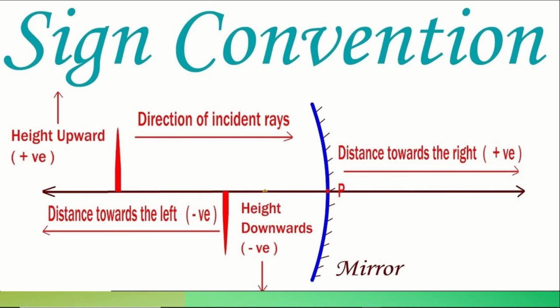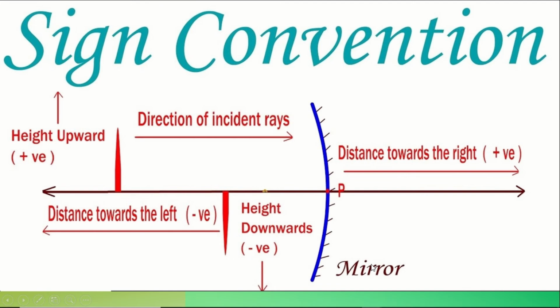Third point is, all the distances measured to the right of the origin along the positive x-axis are taken as positive, while those measured to the left of the origin, that is along the negative x-axis, are taken as negative. So the third point states that all the distances which are left of the pole are taken as negative, and all the distances which are to the right of the pole are taken as positive.